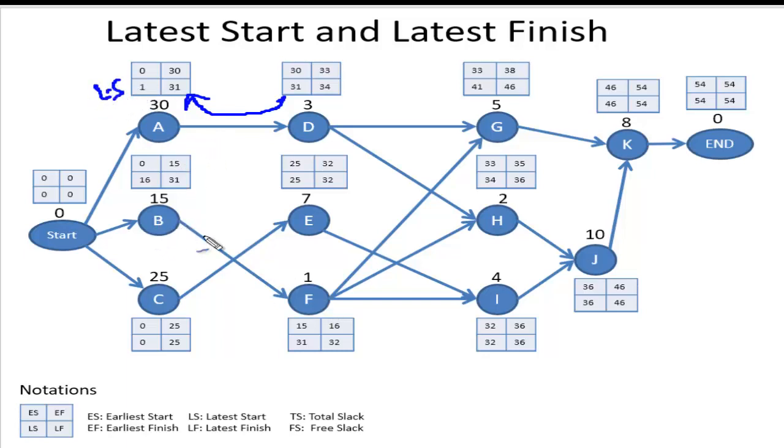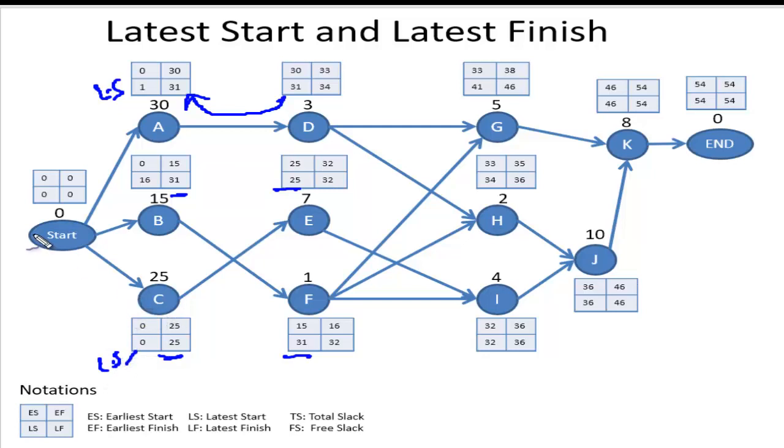Same is with this one, because there is only one choice, so it is 31, that will stay here. 31 minus 15, that is 16, that is going to be here. Same is for this, it has come from here. 25 is the latest start time, that is going to be the latest finish time of it. And 25 minus 25, that is 0, is going to be the latest start time of it.